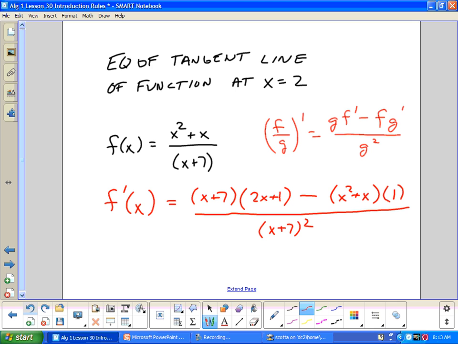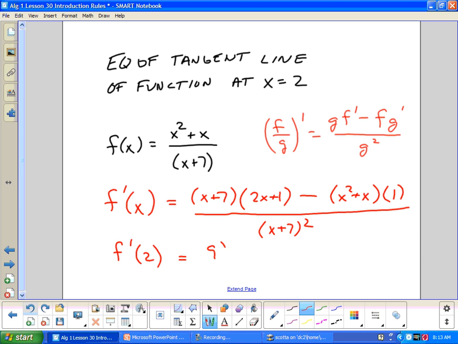Now, does it ask you in the assignment here to find the derivative? The answer is no. So here's where I'm at. I need the slope and I need a point. I'm not going to overthink this. I am going to not simplify. I'm just going to stick 2 in right now.